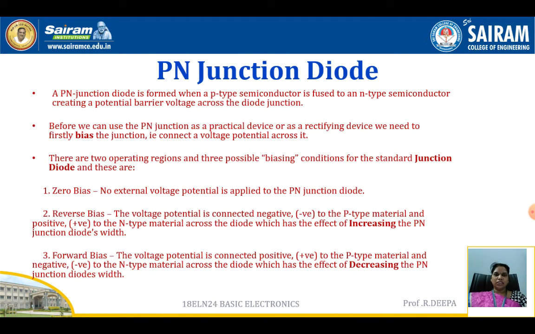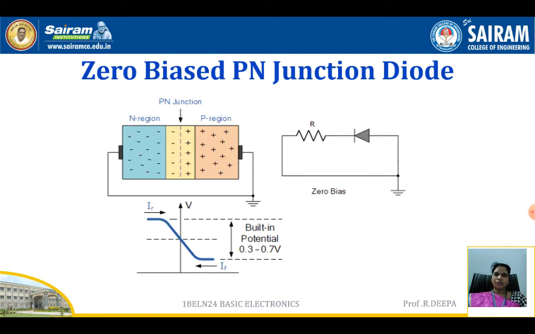What is a PN junction diode? So I am going to frame a PN junction by diffusing a p-type semiconductor to an n-type semiconductor. Thereby I am going to create a barrier voltage across the diode junction. This you can understand from the next slide. So here I have taken an n-type semiconductor which is diffused with a p-type semiconductor. Thereby you can see there is a junction formed which is named as a PN junction.